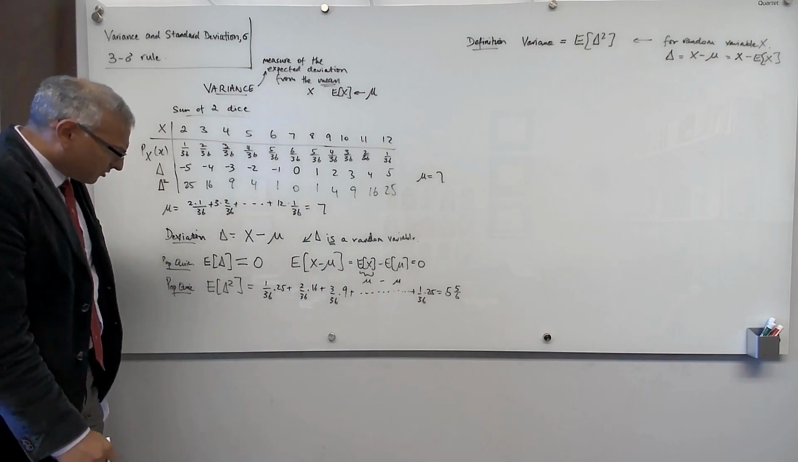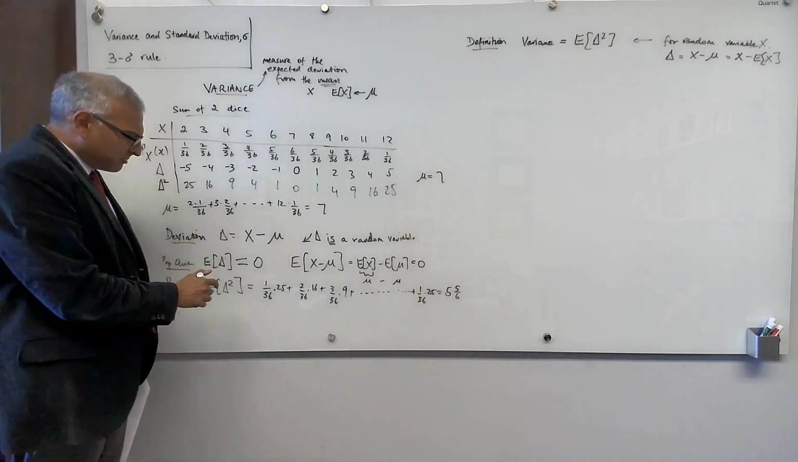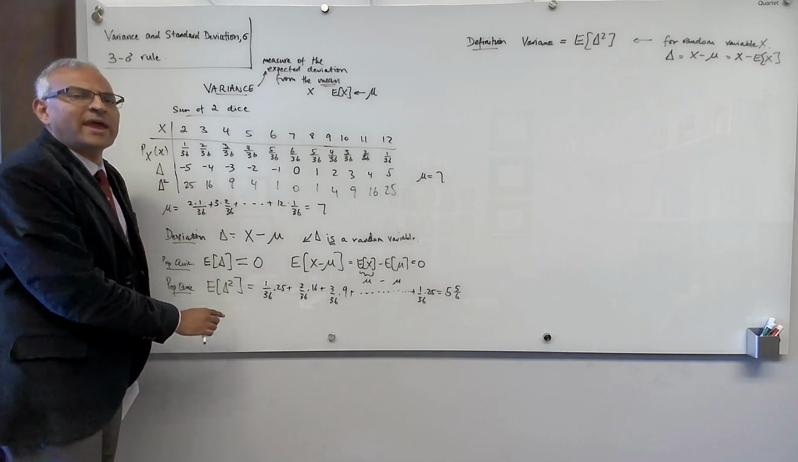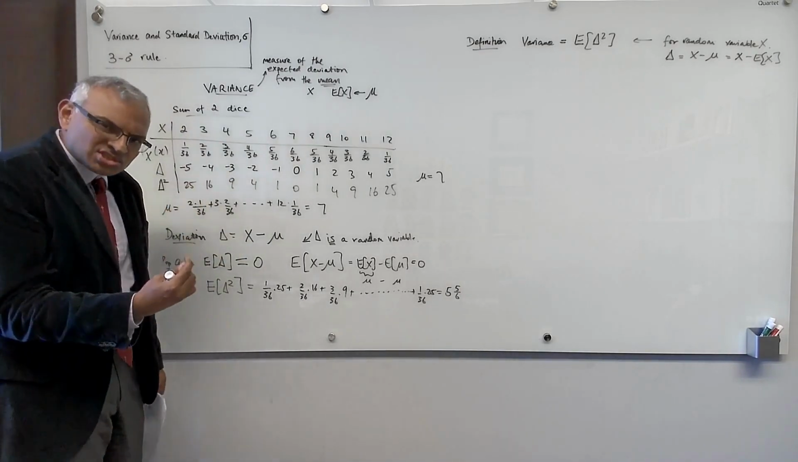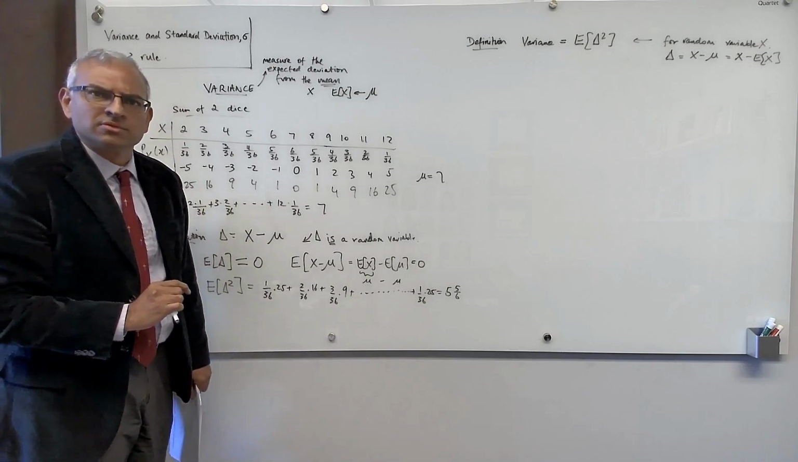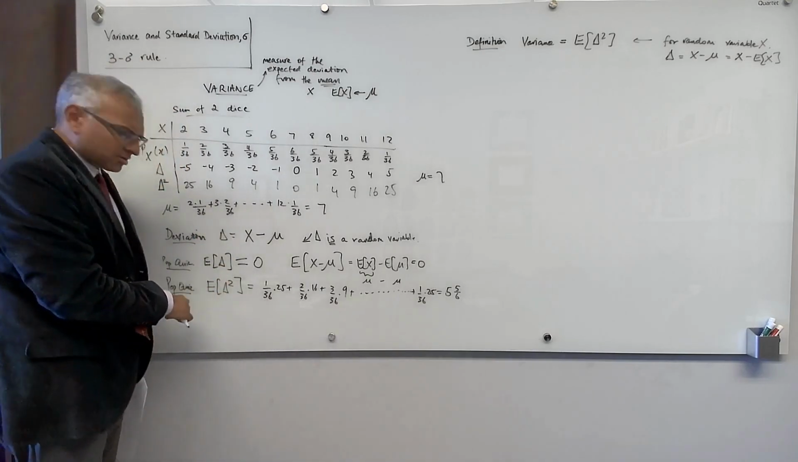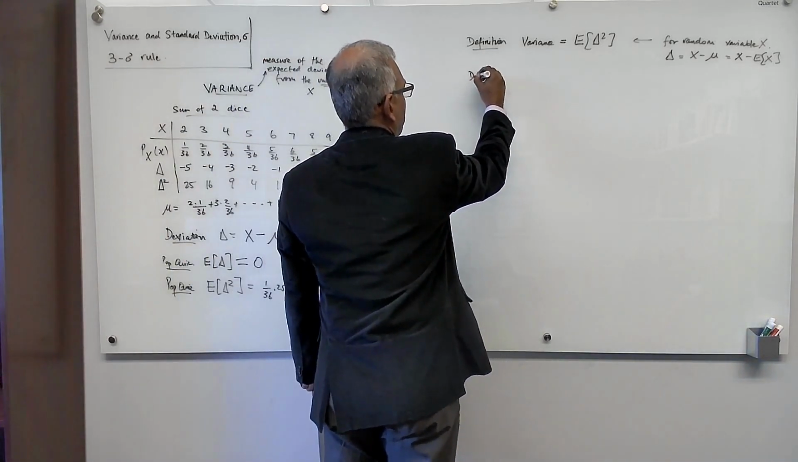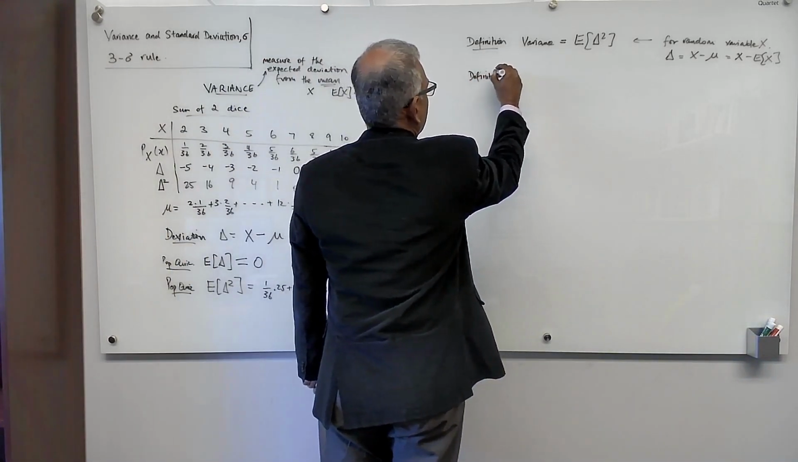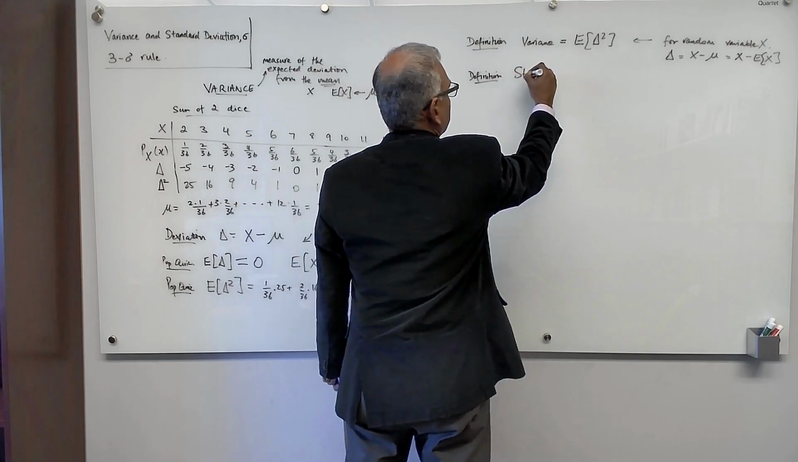But you will observe that the variance in some sense has the dimension of the deviation squared, so it's a square of a deviation. So if we want to measure the deviations, then we should take the square root. And so the square root of the variance is also an important quantity. So, definition. The standard deviation.